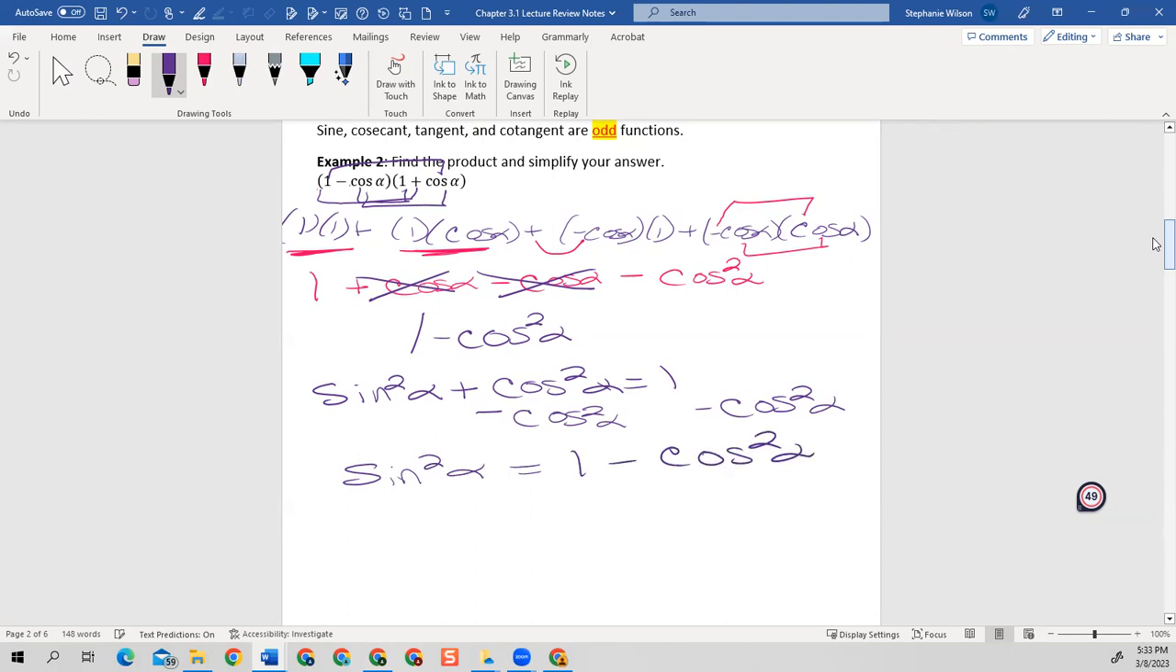And if y'all notice, this here gave me back what we found, right? So now that I found that, I know that it's going to be simplified. It's going to give me sine squared of alpha. So we found the product. Here's our product. And now we simplified it. And there's our end result. Okay? And that's all there is to that.